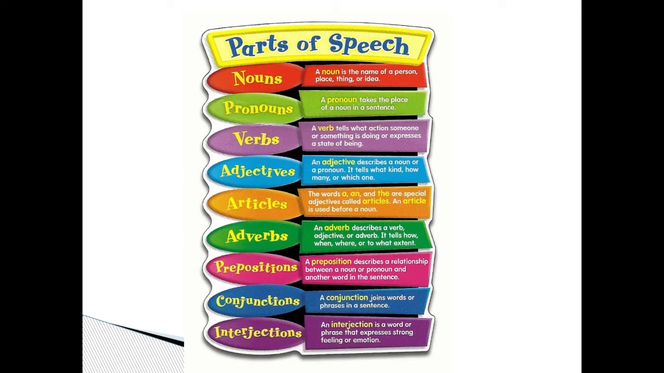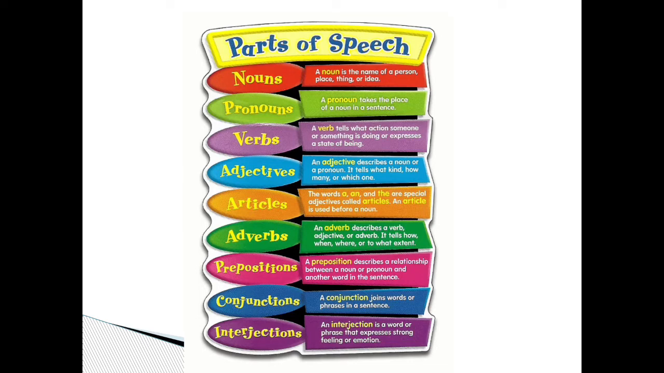Articles. The words a, an, and the are special adjectives called articles. An article is used before a noun. Adverbs. An adverb describes a verb, adjective, or adverb. It tells how, when, where, or to what extent.